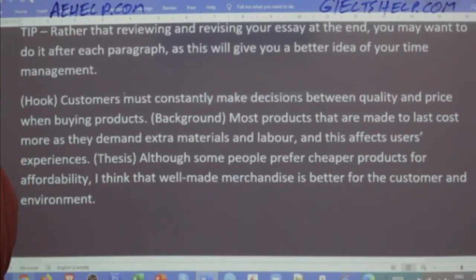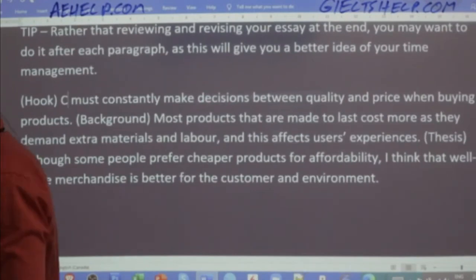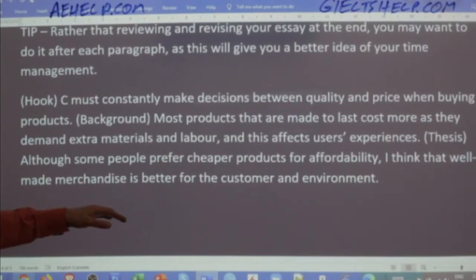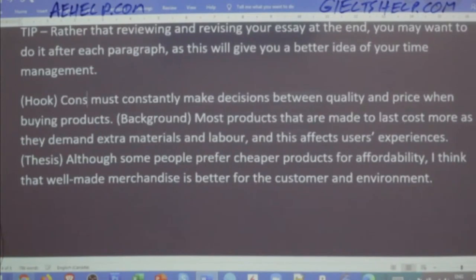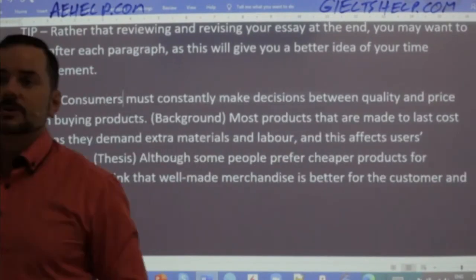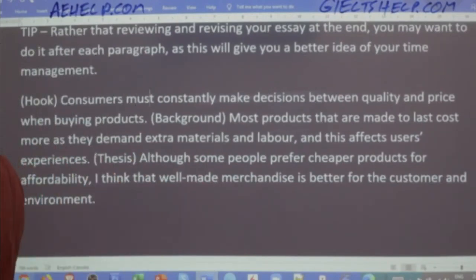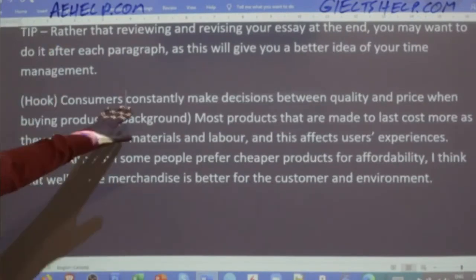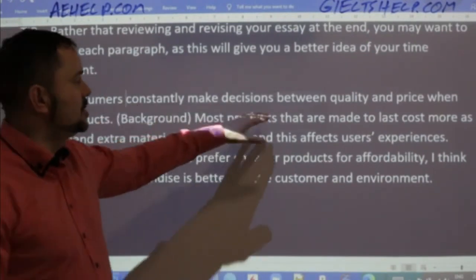So customers, instead of customers, because I know I'm using that later on, so I remembered when I was writing that I think it's better for the customer. So instead, I'm going to use the word consumers. Okay? Consumers are another way to say customers. Must constantly, instead of must constantly, I'm just going to go with constantly. Okay? A lot of unnecessary words like must actually weaken the essay. So customers constantly make decisions.